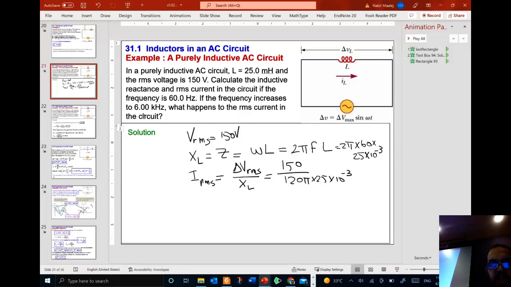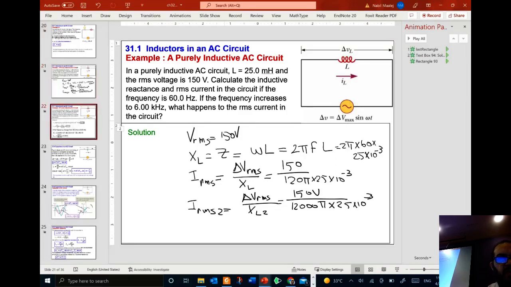The next question: if the frequency increases from 60 hertz to 6,000 hertz, what happens to the RMS current? So IRMS2 is going to be delta V RMS divided by the new XL, let me call it XL2. So it's 150 volts divided by, instead of 120 pi, 2 pi F, so 12,000 hertz times pi times the inductance, 25 10 minus 3.